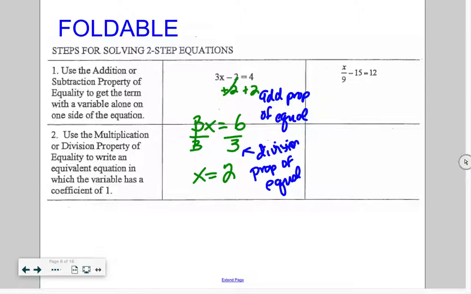How do I know that x equals 2 is the correct answer? Plug it back in. 3 times 2 is 6. 6 minus 2 is 4. Okay, in a question like x over 9 minus 15 equals 12, what's the first thing we're going to do? I'm sorry? Add 15 to each side. So x over 9 is going to equal 12 plus 15 is?